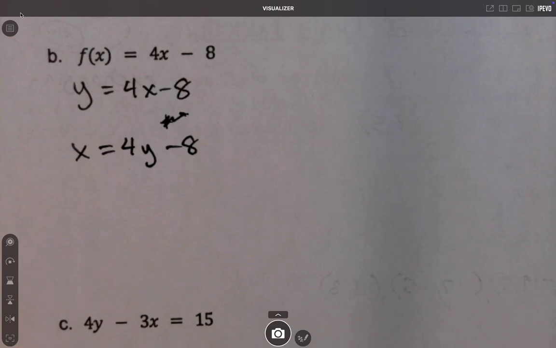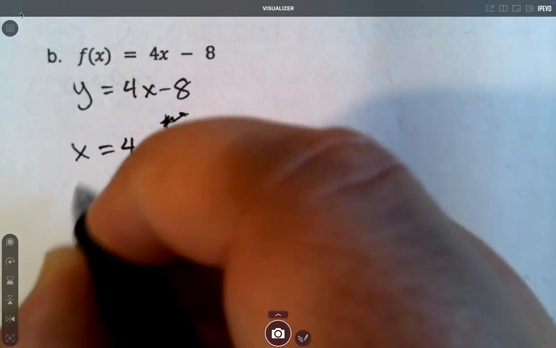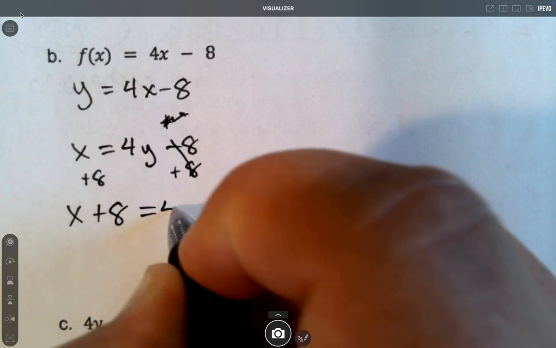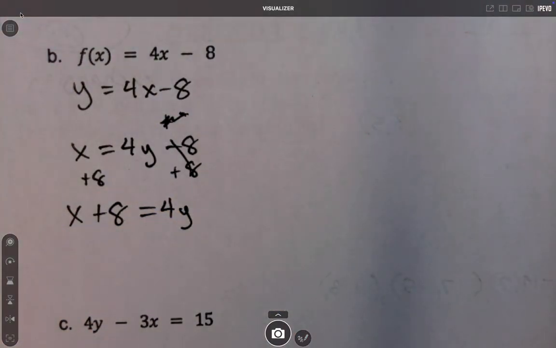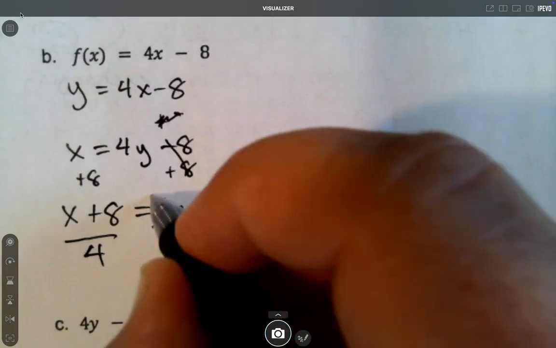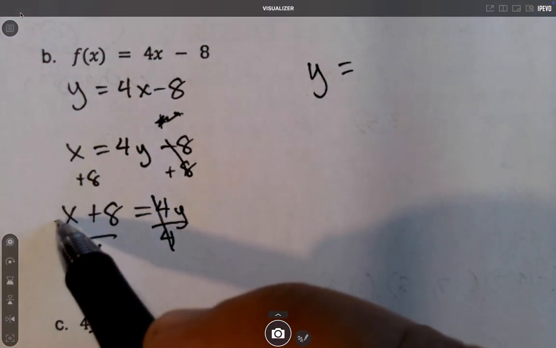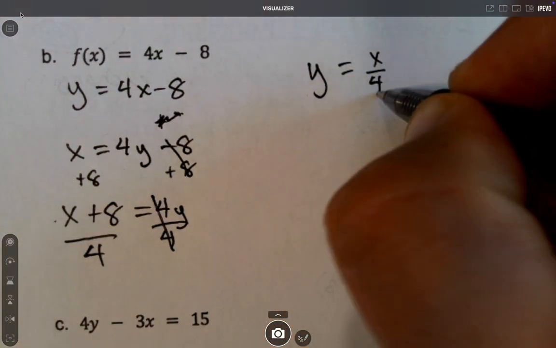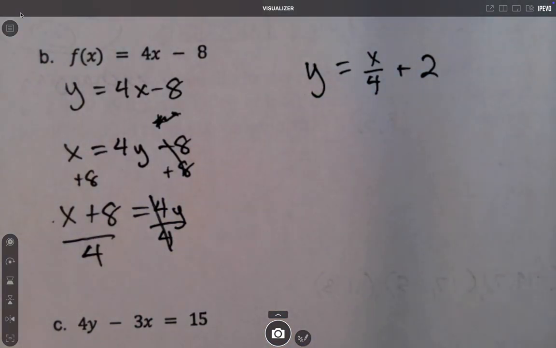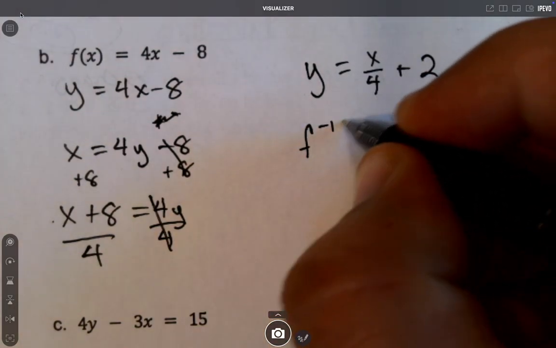So now, we're going to get y by itself. So I'll add 8 to both sides. And I'll divide everything by 4. So I get y equals, I'll just write this as x over 4 plus 8 divided by 4 is 2. And then my final step is to change that y to be the inverse of f of x.